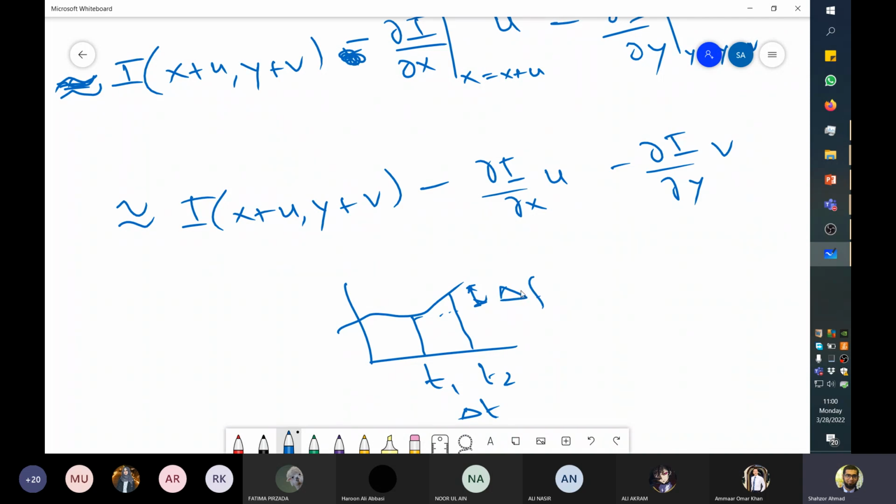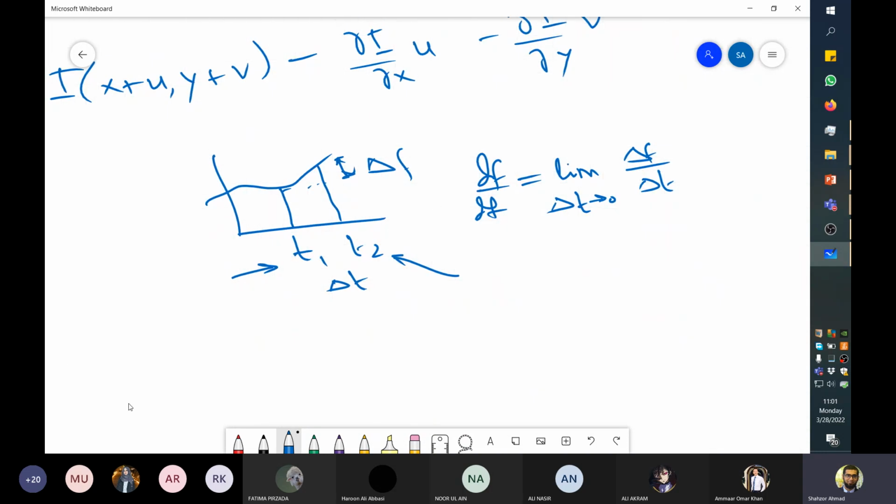So it doesn't really matter. The definition of the derivative of a function is df by dt equals limit del t tends to 0 of del f by del t. But when we evaluate the derivative, it doesn't really matter if we say that the derivative is evaluated at t1 or we say that the derivative is evaluated at t2, where t2 happens to be t1 plus del t.